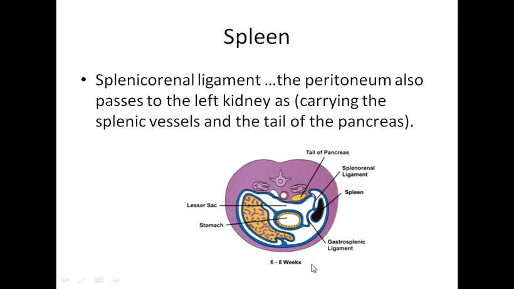इसमें क्या है, the peritoneum passes to the left kidney because spleen is lying on the left side of the body. So from the spleen going towards the kidney, right? So this is the लीनो-renal or splenico-renal ligament, right? Spleno-renal ligament, splenico-renal ligament or लीनो-renal ligament, it's one and the same thing. Within this ligament we can see splenic vessels and tail of pancreas.